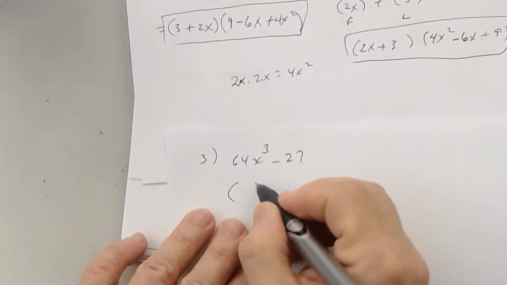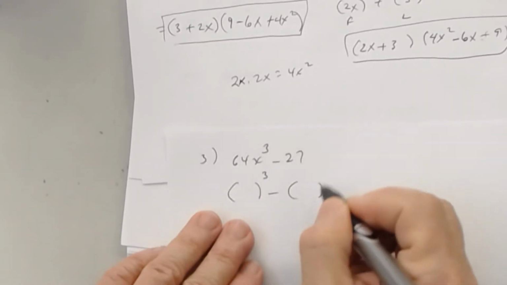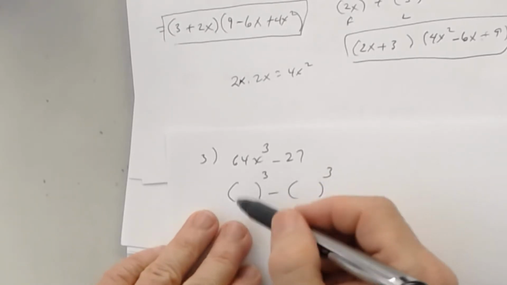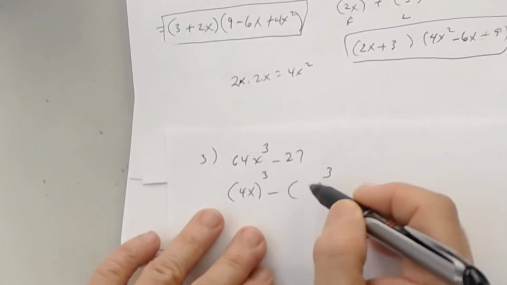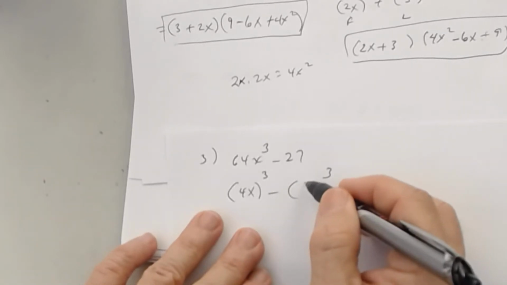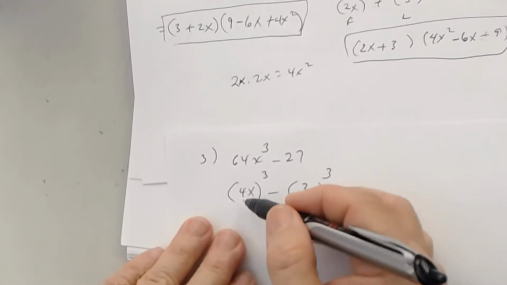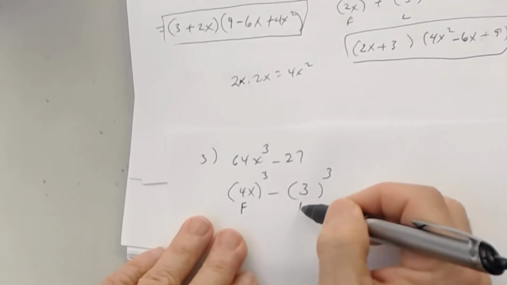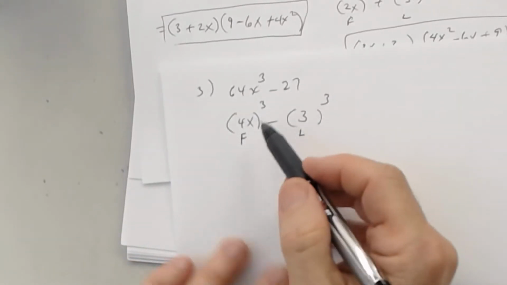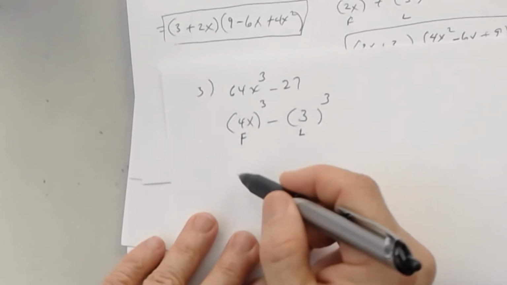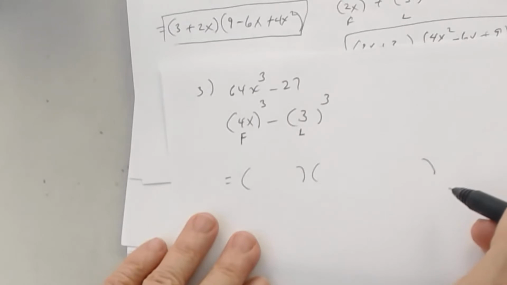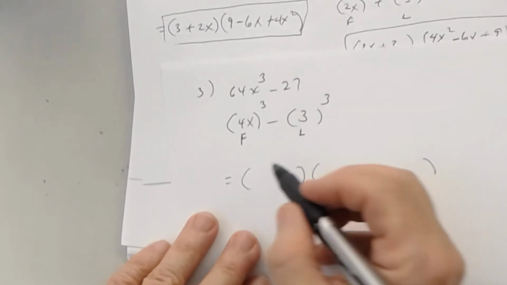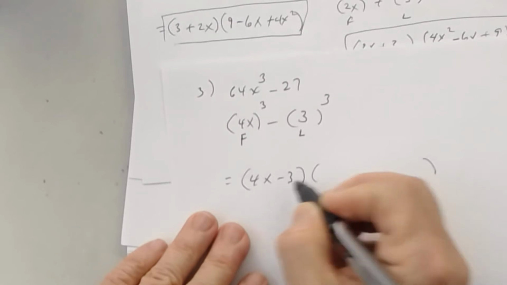So show the work. You're going to say something cubed minus something cubed, right? So what times itself 3 times is 64x cubed? 4x, good. What times itself 3 times is 27? 3. So I found my f. What does f represent? 4x. And what does L represent? 3. So when you factor the difference of 2 cubes, you're going to get a binomial times a trinomial. Your binomial is always the easiest. What's your binomial? 4x minus 3.